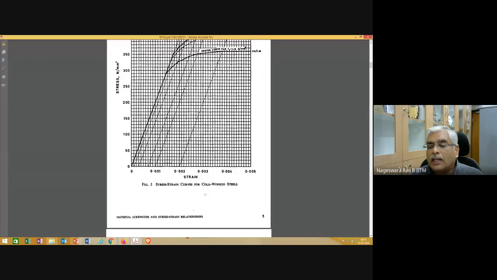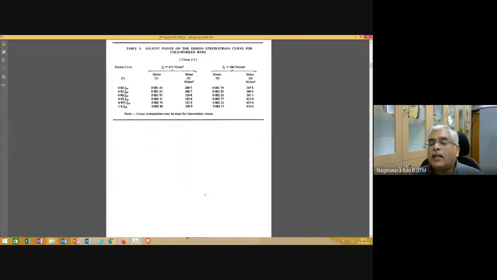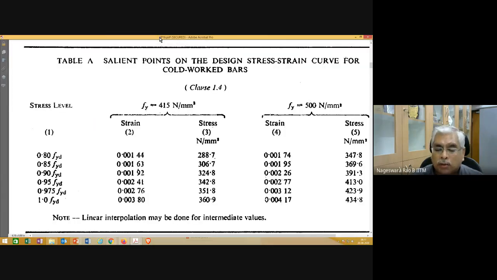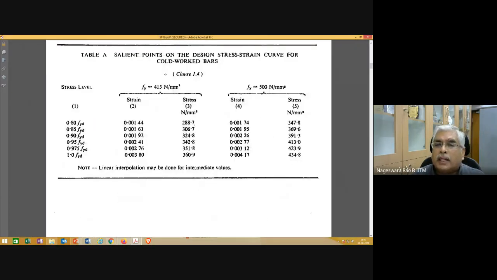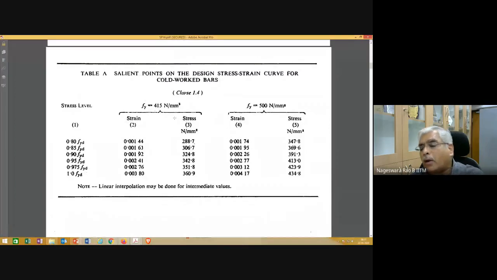So those are all given in your design curve. For the design curve, the corresponding stress value and corresponding strain value are given in SP16, Special Publication 16. And I just want to tell you that somehow the size of this SP16 file is big, and recently when I tried to upload it on the Moodle, it's not getting uploaded.